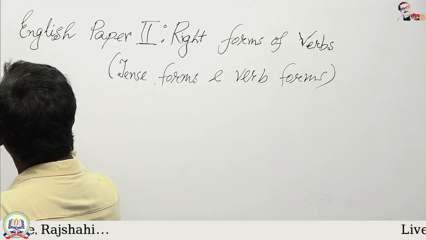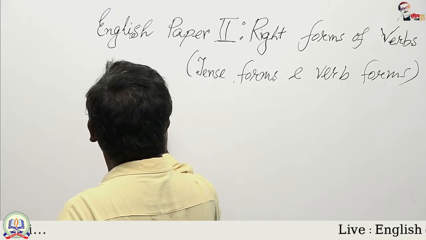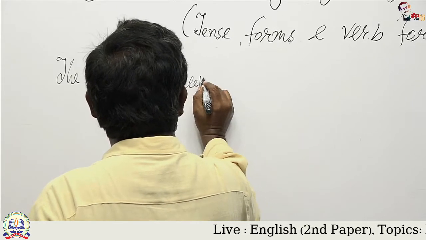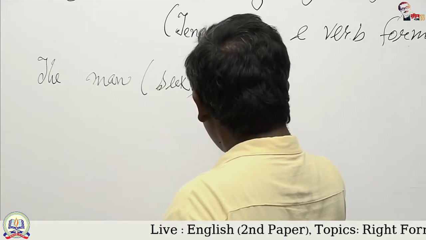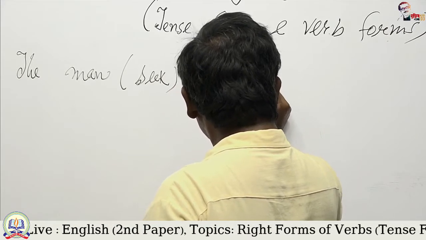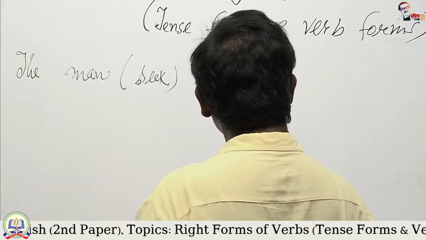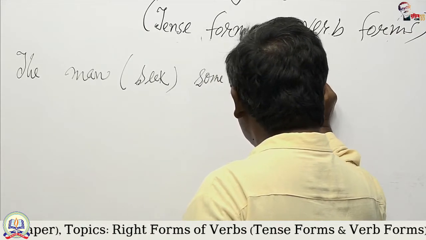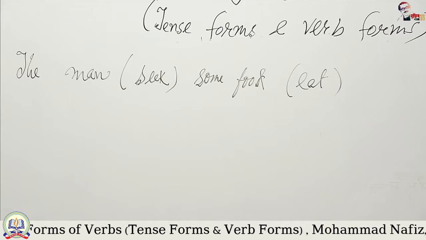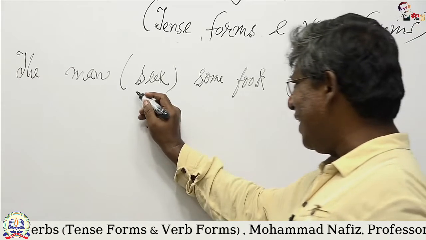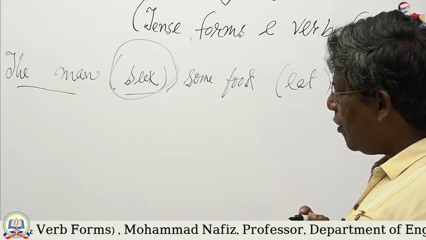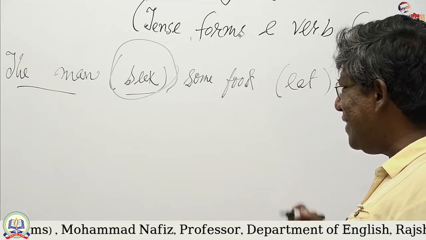For example, the man seeks some food, eat it. You have to determine the forms of the verbs like seek and eat. Since seek has a subject, the man, this verb should be presented in the finite form, and finite form means this verb should be presented in a tense form.